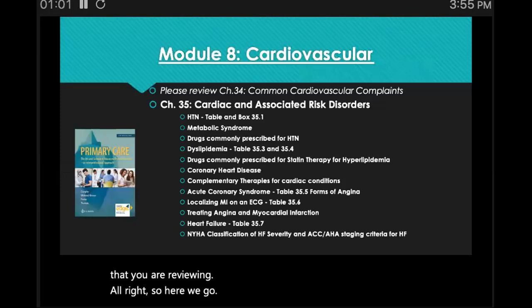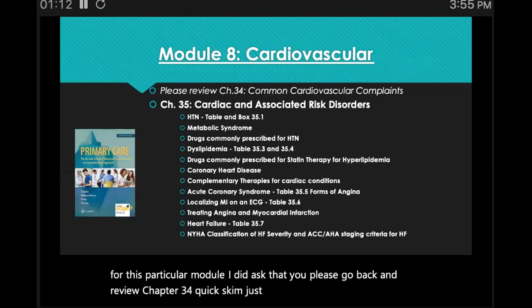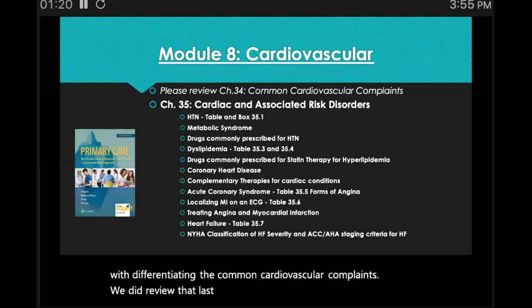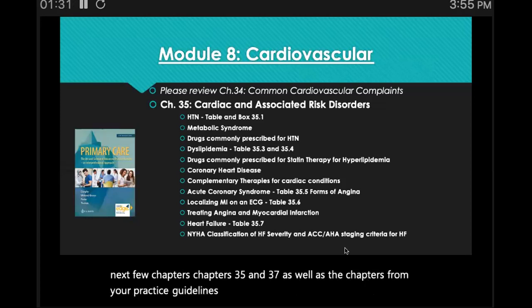I just wanted to review what chapters we are covering for this particular module. I asked that you please go back and review chapter 34, a quick skim, just to make sure you are comfortable with differentiating the common cardiovascular complaints. We did review that last semester, but just as a basic review for the next few chapters, chapters 35 and 37, as well as the chapters from your practice guidelines and your advanced practice procedures.